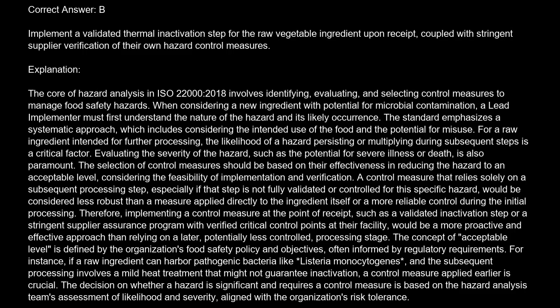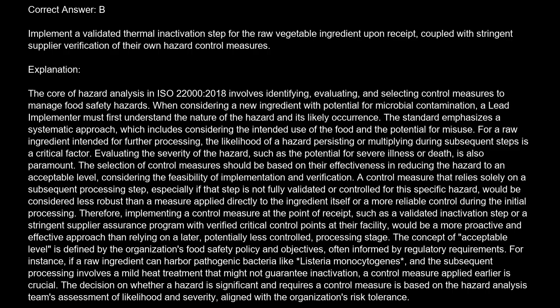The correct answer is B. Implement a validated thermal inactivation step for the raw vegetable ingredient upon receipt, coupled with stringent supplier verification of their own hazard control measures. Explanation: the core of hazard analysis in ISO 22000-2018 involves identifying, evaluating, and selecting control measures to manage food safety hazards. And considering a new ingredient with potential for microbial contamination, a lead implementer must first understand the nature of the hazard and its likely occurrence. The standard emphasizes a systematic approach, which includes considering the intended use of the food and the potential for misuse.